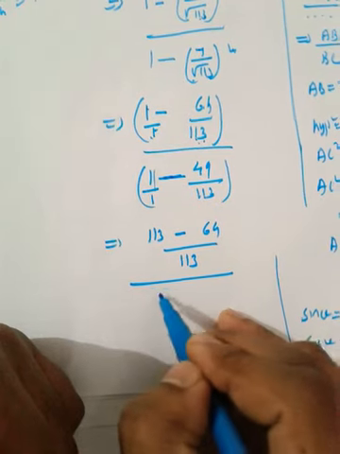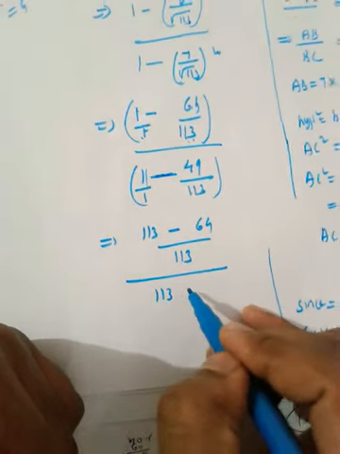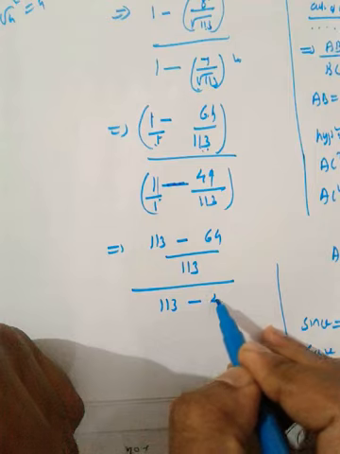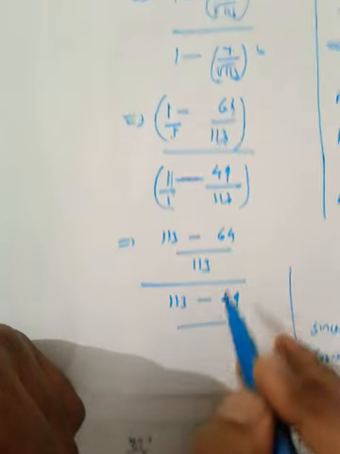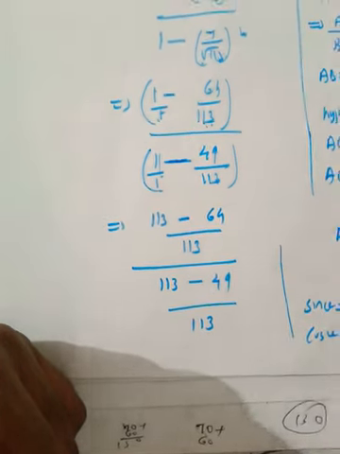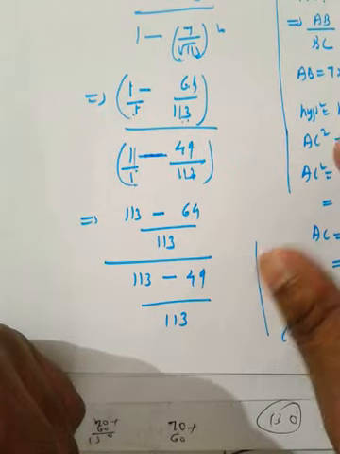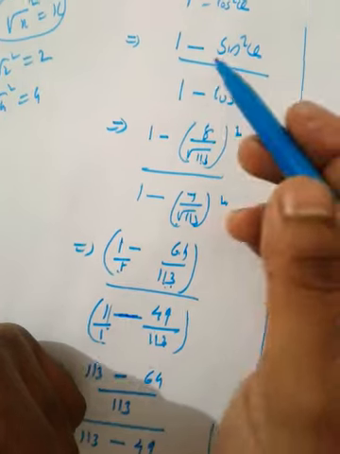1 into 113, 113. This sign as it is minus 1 into 49, 49 divided by 1 into 113, 113. You know how to cross multiply. You may have understood this one, no? Because this is a huge quantity.